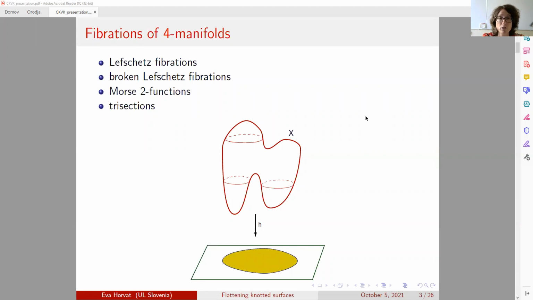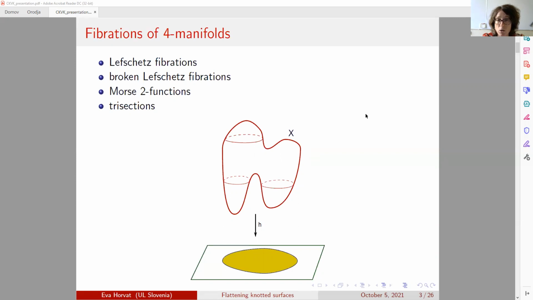So the original motivation for my work comes from the fibrations of four manifolds. It's well known that the topology of four manifolds may be studied by looking at several fibrations of a four manifold over a two manifold. The most natural example are the Lefschetz fibrations on complex manifolds, which also have generalizations in broken Lefschetz fibrations and Morse 2-functions, and finally trisections that actually exist for every smooth four manifold.